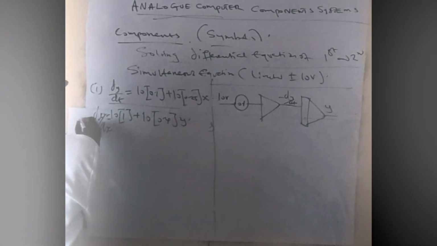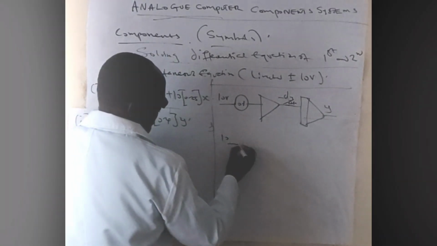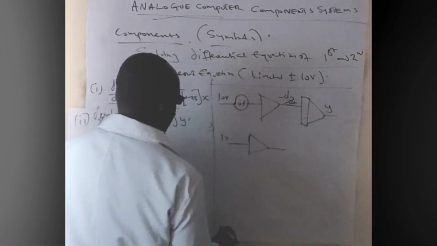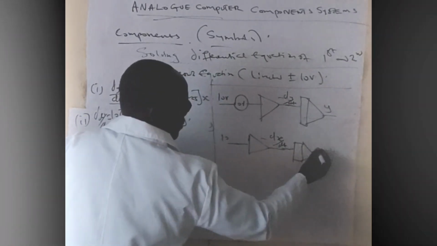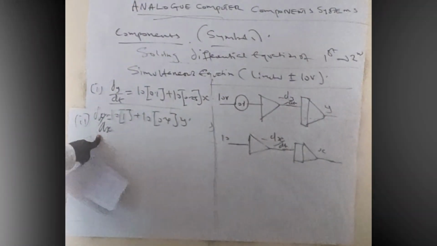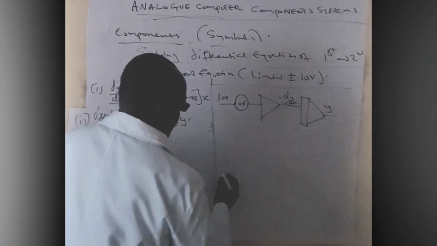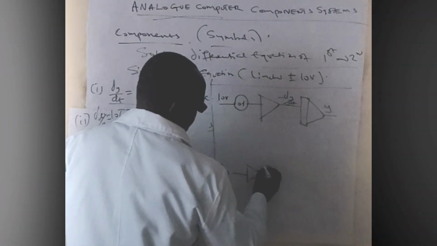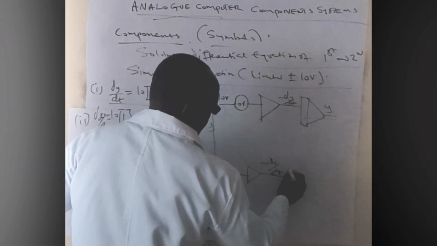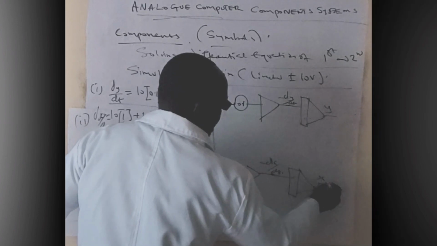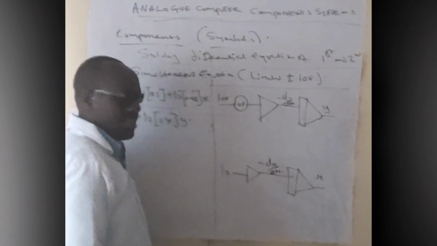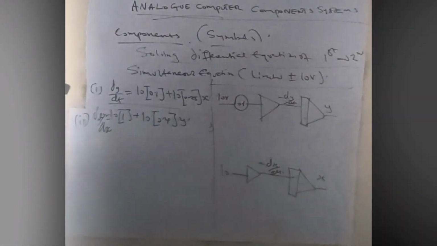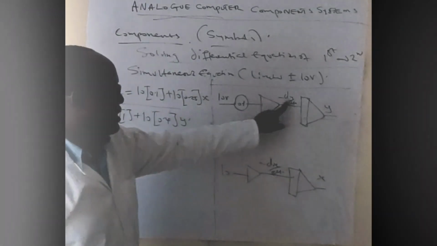So again, there is also a sign change, minus dx/dt. And then there will be x. So that one solves all the equations. And we can have, after integrating, minus. So equation number 1 should be this. Then dy/dt, integrate, you're going to get y.